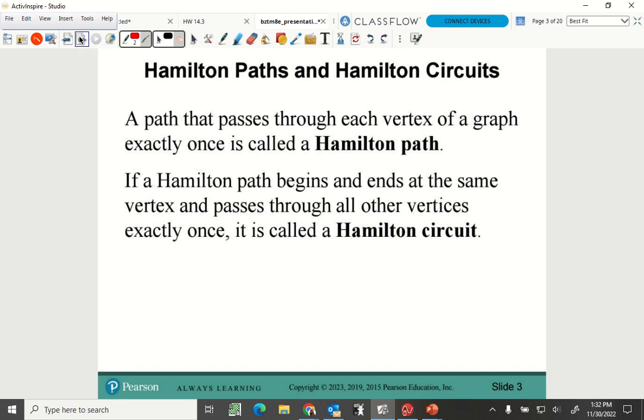Because if you try to go to those rich people's houses that are handing out cash on Halloween, yeah, you know they're going to like kick you out or something. They're like, yo, weren't you just here? Give me more money. No. Anyway, if a Hamilton path begins at the same vertex and passes through all other vertices exactly once, it's called the Hamilton circuit. Make sense?